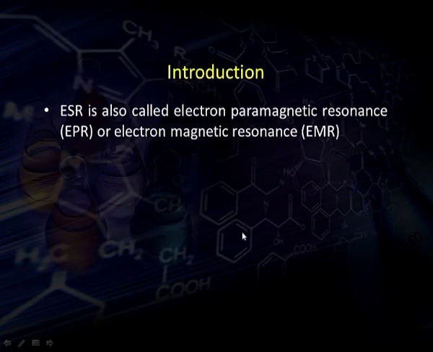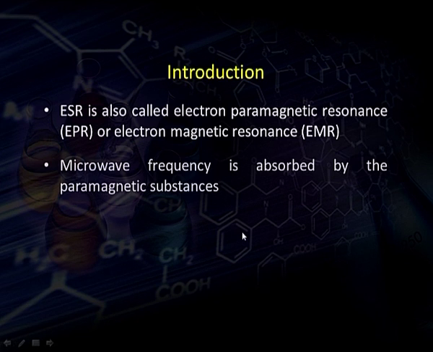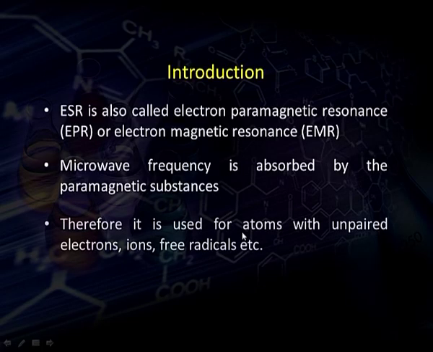ESR is also called electron magnetic resonance, that is EMR. Also it has one more name, that is electron paramagnetic resonance, EPR. So these three names ESR, EPR and EMR are the names of the same technique. In this technique, microwave frequency is absorbed by the paramagnetic substance. The paramagnetic substance is one which has unpaired electrons. It can be an ion, a free radical, any compound containing unpaired electrons and so on.